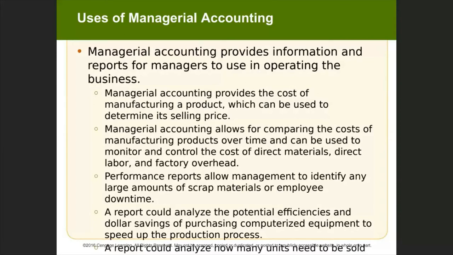Performance reports allow management to identify any large amounts of scrap metals or employee downtime. A report could analyze the potential efficiencies and dollar savings of purchasing computerized equipment to speed up the production process. A report could analyze how many units are needed to be sold to cover operating costs and expenses. And this information can be used to set monthly selling targets and bonuses for sales personnel. So these reports basically are used to help you to improve your business or increase your efficiencies.